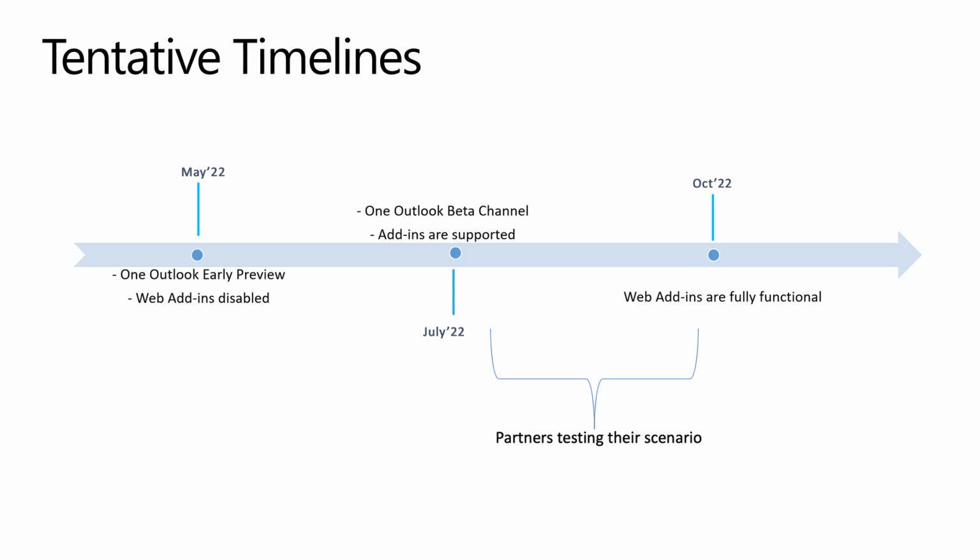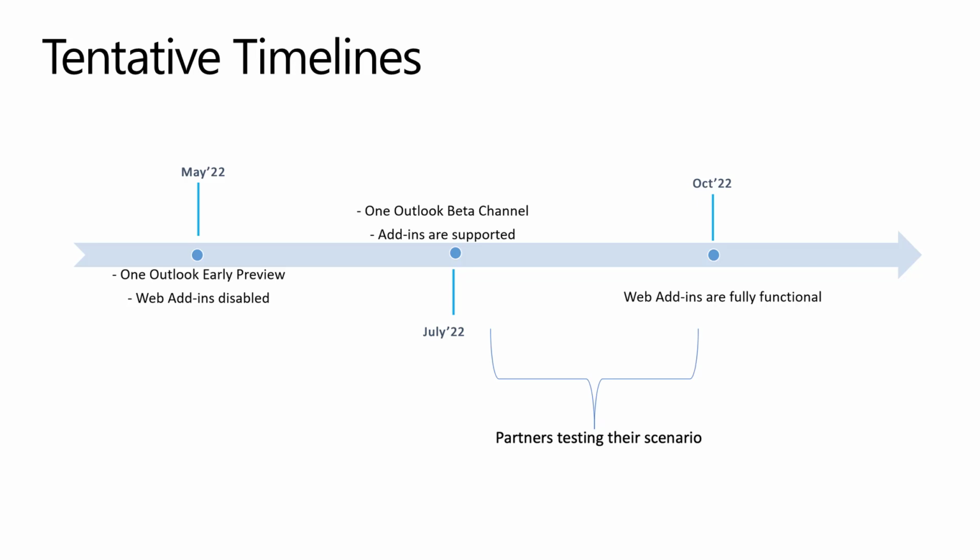Excellent. And one more thing that I want to add is that during this transition, while One Outlook becomes more rich, it doesn't mean that the Win32 client is gone. It's still going to be available. They're going to coexist for a period of time. We don't know what the timeline is going to be, but they will coexist for a time.